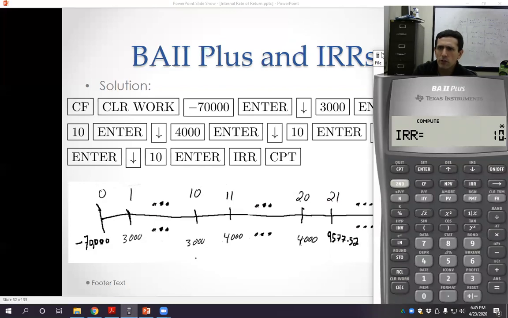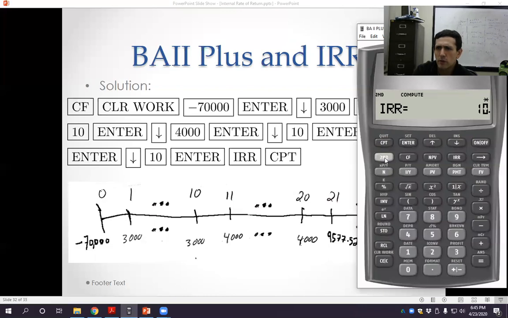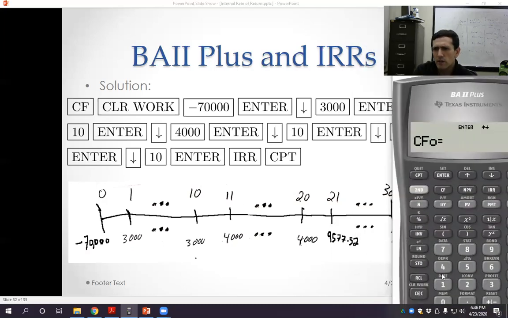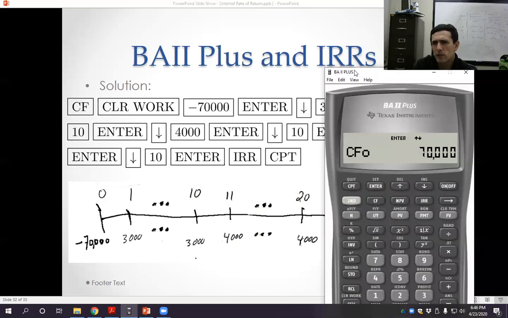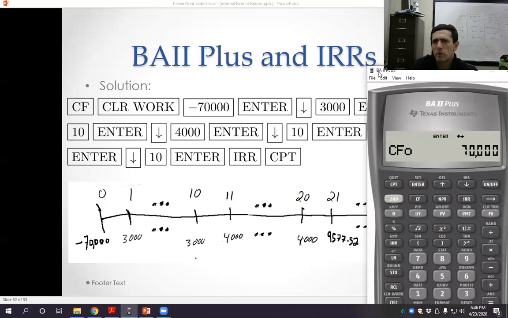Yeah, so first of all, just like before, we're going to go to cash flow and then clear work. So let me move this over here. Should be good. Okay, so we hit 70,000. Sorry, I don't think you can see that. Move this over a bit. Well, anyway, it's there, so you can open up the PowerPoint.